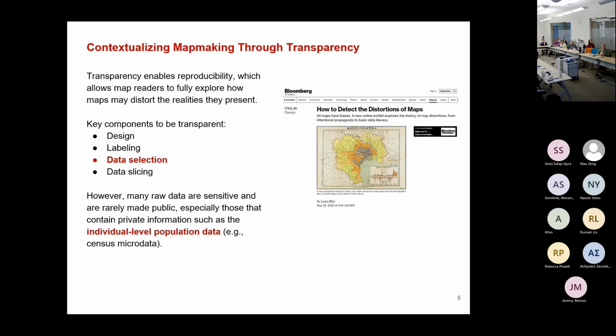However, many of the raw data that are mapped are sensitive and are not made available to the public. For example, with individual level population data, like the census microdata, when these data are mapped, what we can have access to is really a map instead of the data. So that really harms the transparency of the map making process. Readers all have access to these maps, but they can't actually reproduce the map making process, and they don't have a very good understanding of how uncertainties can be involved in it.